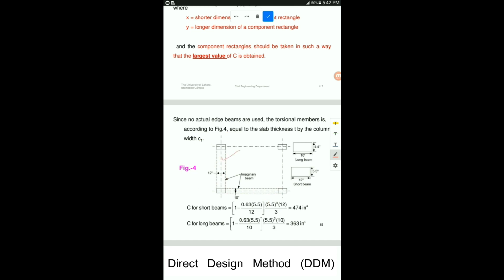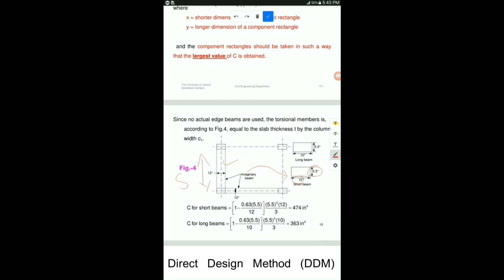This is the beam which is running along the short direction, because this is the short direction, you remember, and this was the long direction. So the beam running in the long direction, this one, will have a thickness of 5.5 inches and a width equal to 10 inches, the one shown here. Similarly, this beam which is running in the shorter direction will have a width equal to 12 inches and its thickness will be equal to the slab thickness, 5.5 inches.